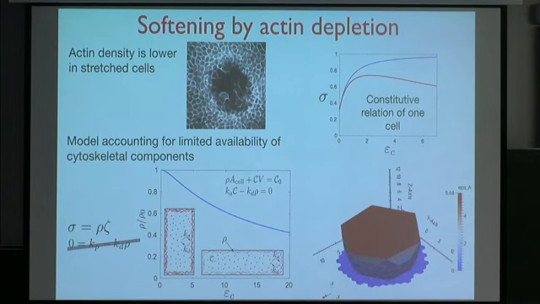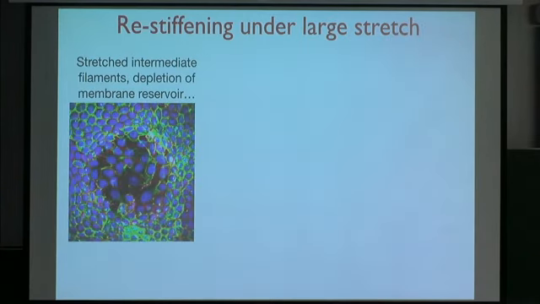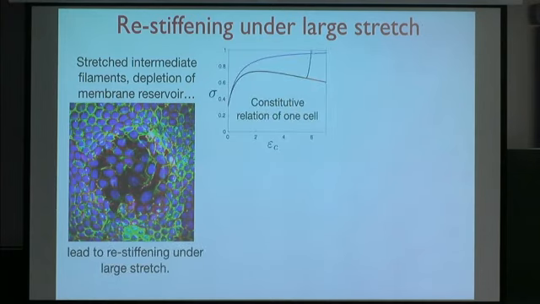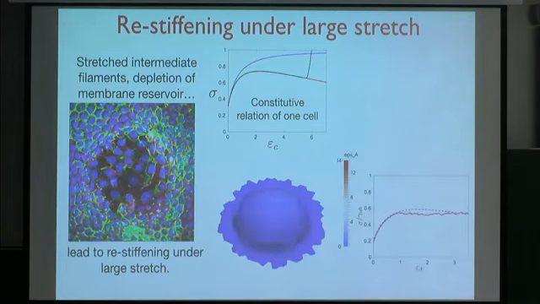So then you have to invoke the fact that it's not only the cortex, there are other elements in the cell that can provide mechanical resistance under very large deformations, such as intermediate filaments, the depletion of the membrane reservoir. And then if you introduce this additional restiffening under large stretches, you do recover this phenomenology in which cells are popping into a large strain phase.